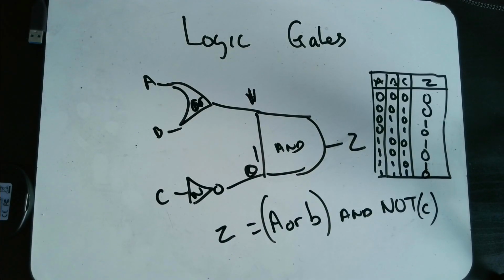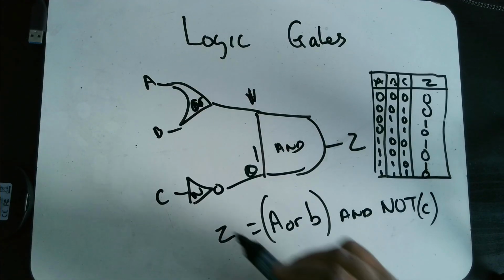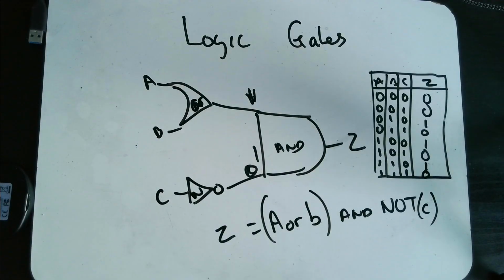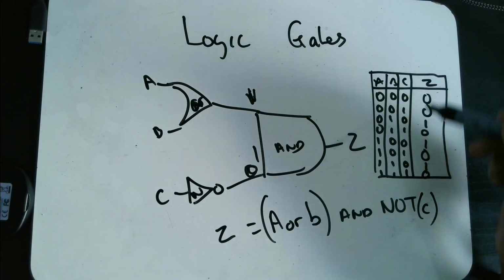And then we have now completed the truth table, and we've combined 3 gates together, and we've written a Boolean expression for it, and we've done a truth table for it.